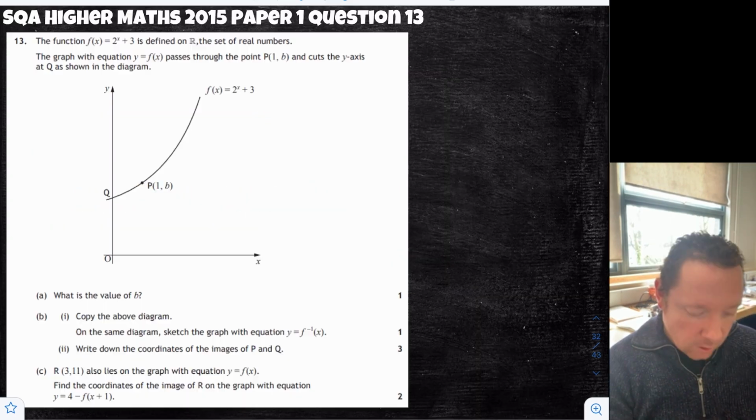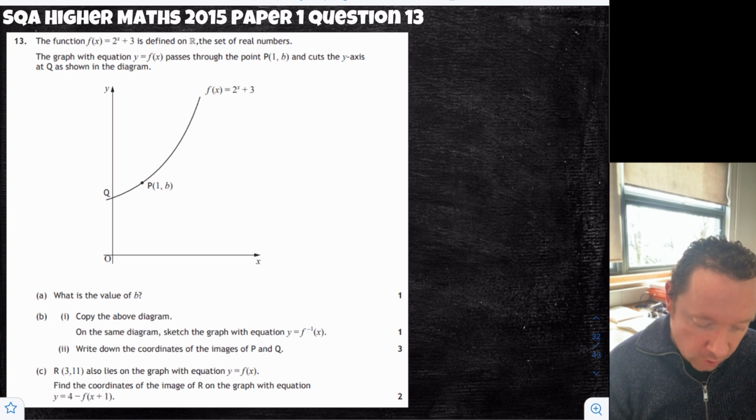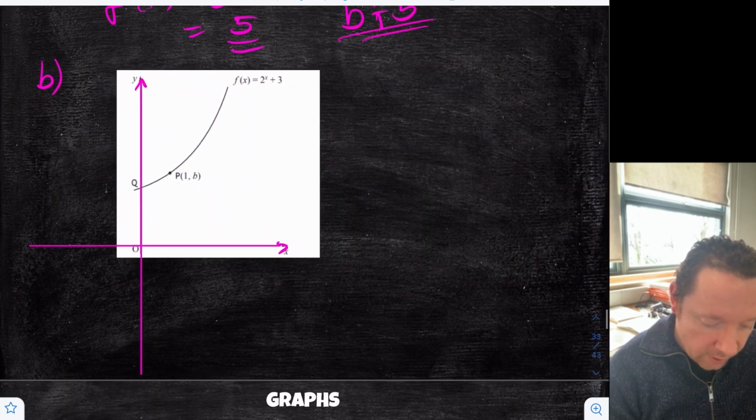And we're done there. Part B says copy the diagram above and sketch the inverse function, then write down the coordinates of the images of P and Q. What it means by the images of P and Q is what P and Q become in the inverse function. This is an exponential, so the inverse function is a log. So we need to reflect that in the line y equals x. Let's just go ahead and do that. So I've copied the diagram below.